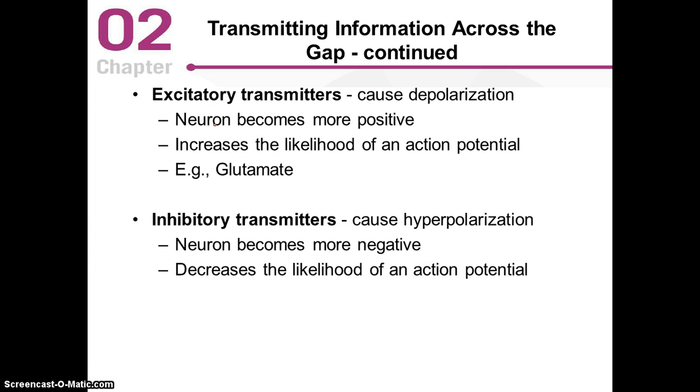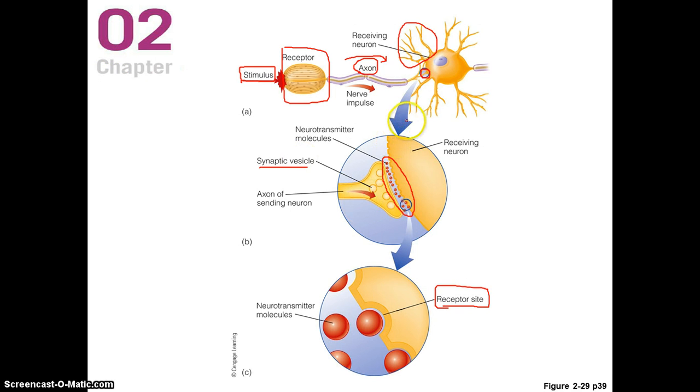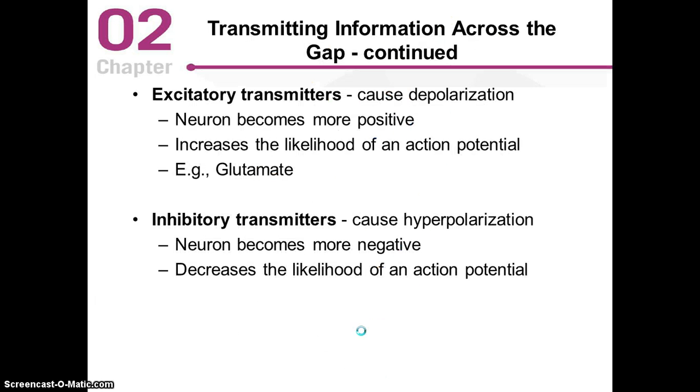And we said last time, let me go back to that slide for a second, that whether or not you see an action potential in this cell really depends on the message that's being conveyed by the neurotransmitters, and whether that message is an excitatory message or an inhibitory message. And so an excitatory message causes depolarization of the postsynaptic membrane, and depolarization is that first part of the action potential, right?